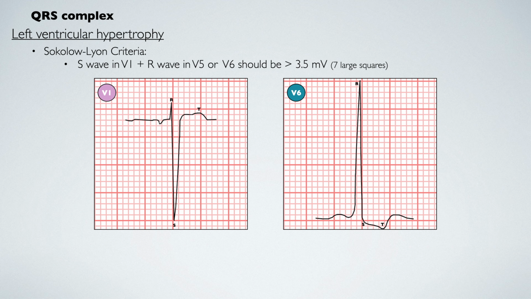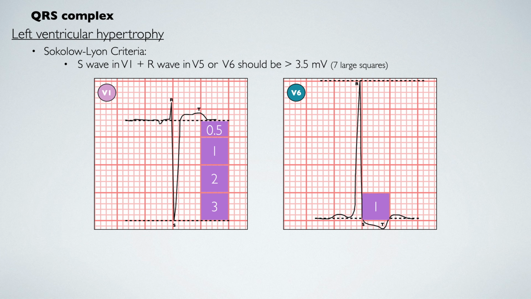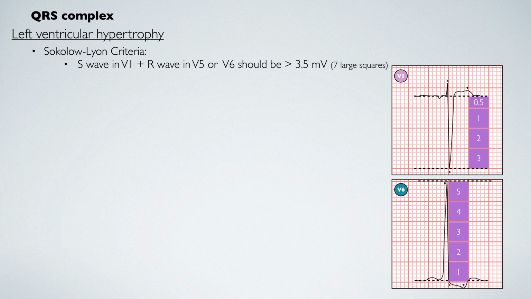In this image we have selected V1 and V6, so let's count the number of squares by drawing a line through the baseline of the ECG and the tip of the S wave in V1 and the tip of the R wave in V6. Note that an outcome of greater than 7 large squares is indicative of left ventricular hypertrophy. If we add each of these large boxes, the total number is 8.5 large squares, so this ECG is highly suggestive of left ventricular hypertrophy.